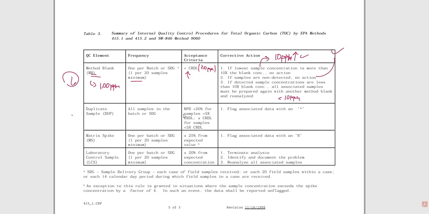Number 7, a dupe. A sample duplicate just means you do it twice. Notice it says all samples in the batch have to be done. We have a percent threshold here. It says less than 20%. We'll talk about that on a different day.